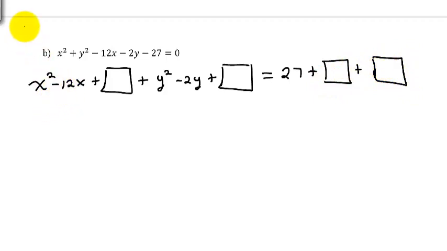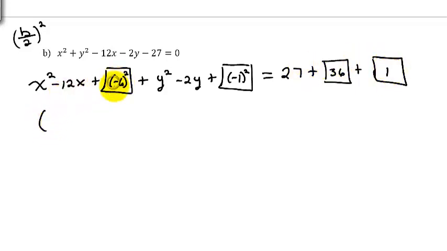Okay, so again, remember the number that you need to add to complete the square is b divided by 2, squared. So b for the x's is -12, and -12 divided by 2 is -6, so we're going to put a -6 squared in the box. And -6 squared is 36. For the y's, b is -2. -2 divided by 2 is -1, and so -1 squared is what I'll put in my y box. And -1 squared is +1.